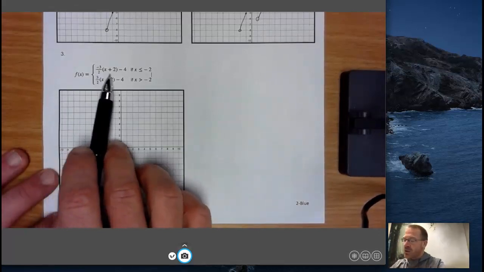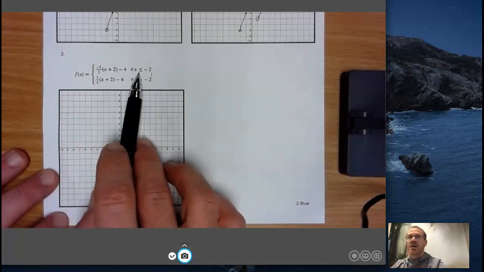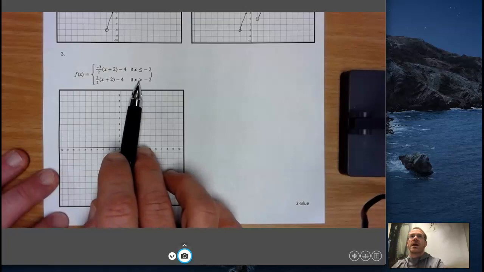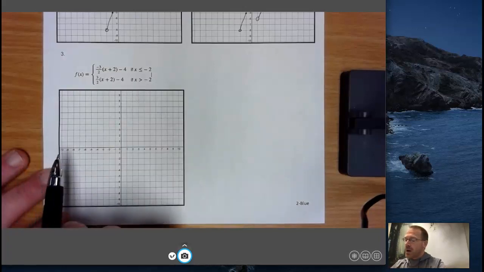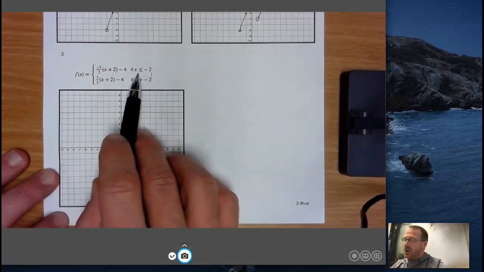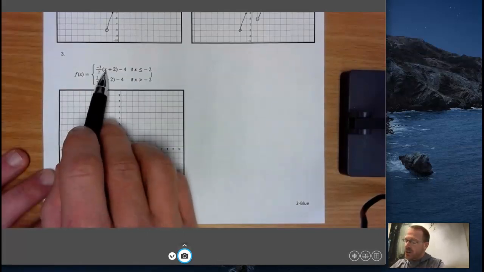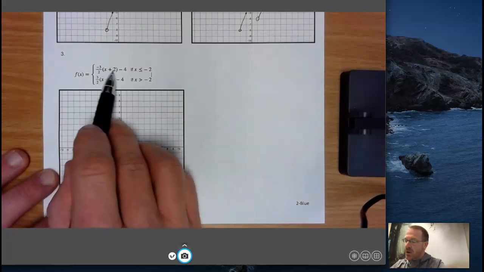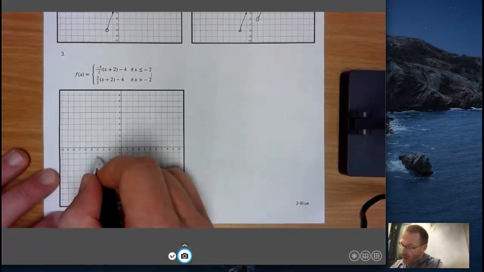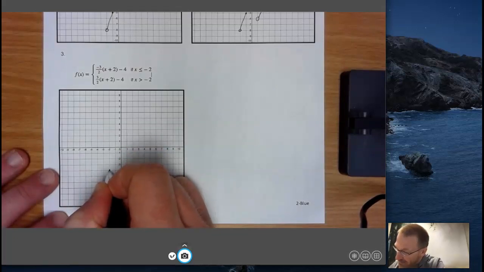So notice we have 2 rules, 2 pieces. We have a line, but we can only do this line for x less than or equal to -2. We have a second line, but we can only graph this line for x greater than -2. So I'm going to go ahead and plug -2 into this function to see what y value I get. And notice whatever point I get is going to be solid because of the bar. So if I plug -2 into here, that's 0. 0 times that is 0, so I'm left with -4 as my starting point. So (-2, -4), and we know it's going to be a solid dot.